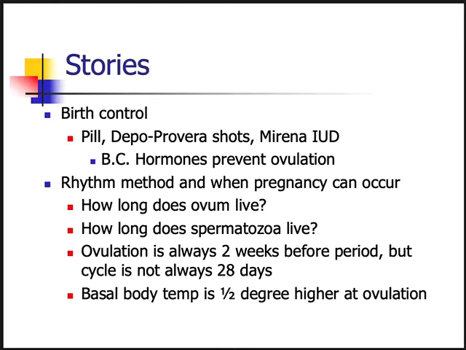Your basal body temperature is about 0.5 degree higher during ovulation. So you could be tracking that. You could also be tracking mucus thickness, things like that. Okay.